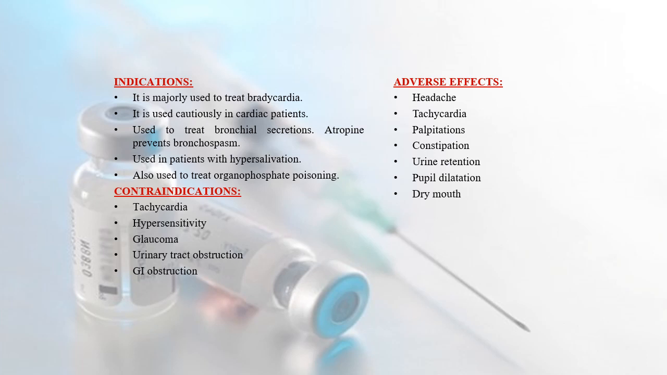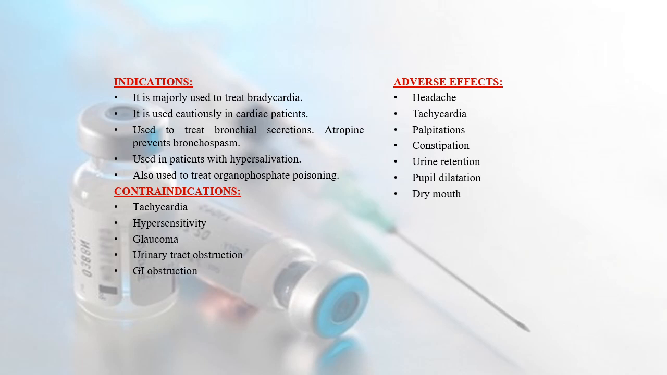Indications. To whom should it be given? Firstly, it is used to treat bradycardia. Second, we can also use it in cardiac patients, but cautiously. Third is to treat bronchial secretions, to prevent bronchospasm, used in patients with hypersalivation, and to treat organophosphate poisoning.